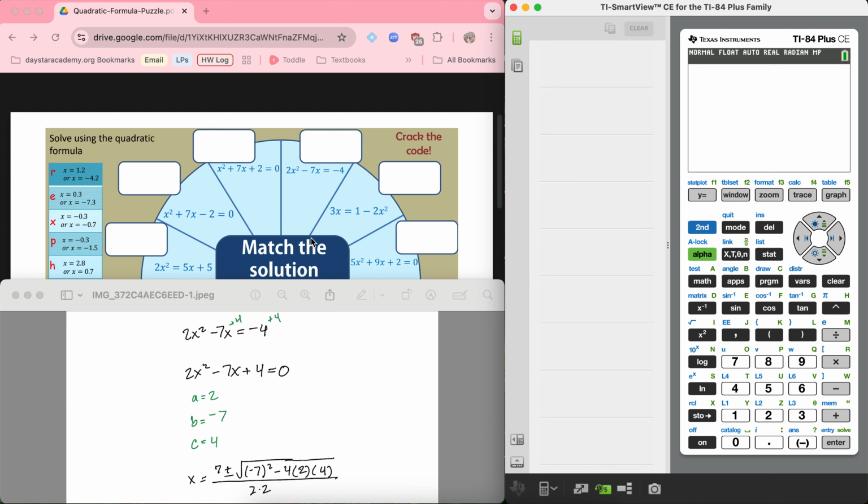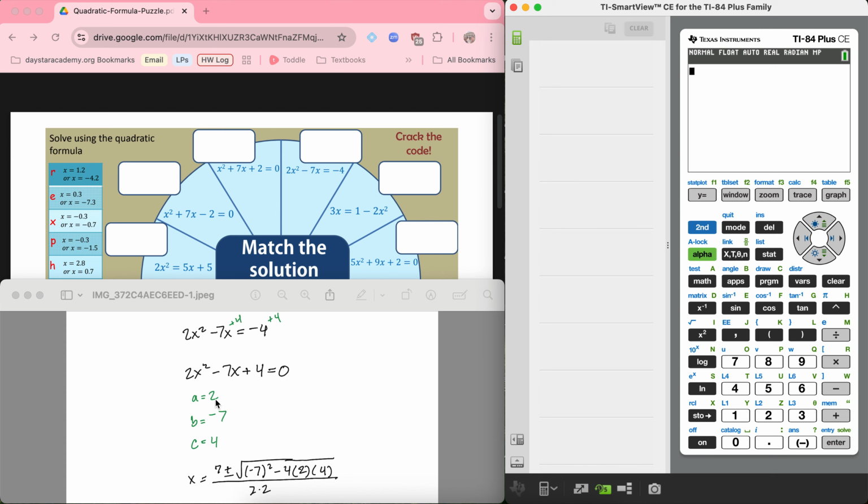The problem we're going to do is the problem at the top right of the wheel, from the 12 o'clock to 1 o'clock position right here. 2x squared minus 7x equals -4. You can see I've written that down here. Go ahead and add 4 to both sides to get it into standard form. Then identify a, b, and c.